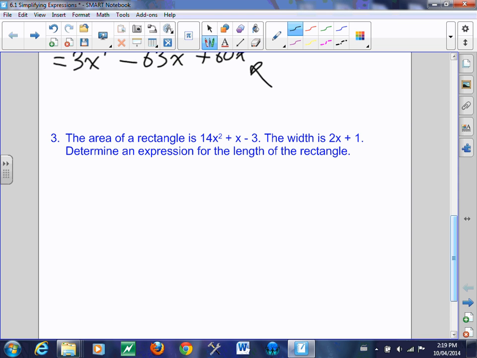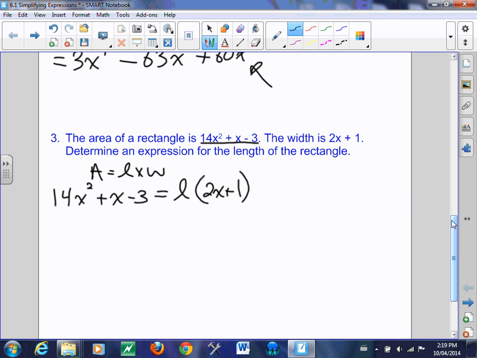So what we remember is area equals length times width. The area is given in this case, so it's 14x squared plus x minus 3 equals the length, what we need to find, times the width, which is 2x plus 1. So just remember, folks, to go from area, which is in standard form, to length times width, which is factored form, we need to do what? We need to factor. So we're going to take an example of the area and factor it to get our two terms. So what we need to do is to factor.